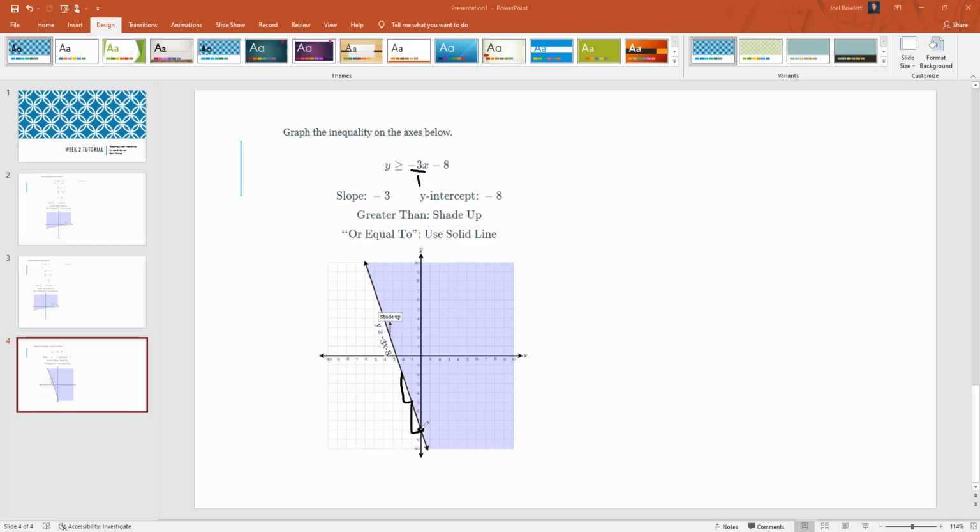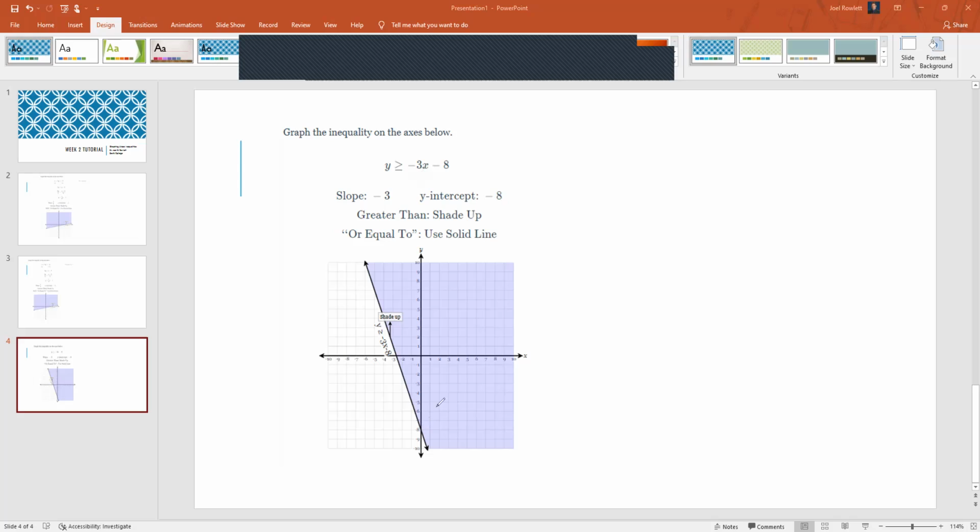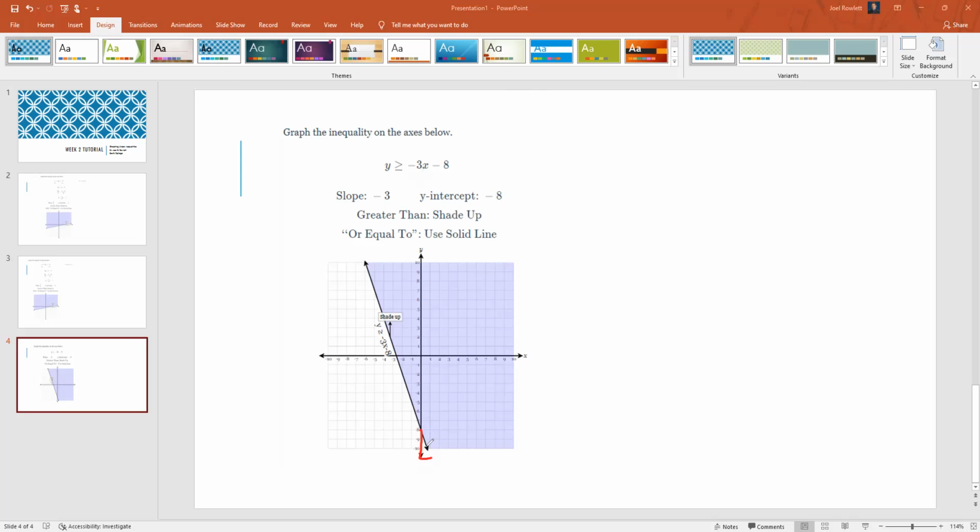So to draw the next point, if you want to start at the intercept value, let me change colors here. I would start at the negative 8. And I would go down 3, 1, 2, 3, over 1. As you can see, if you extend that line, that's what it would look like.